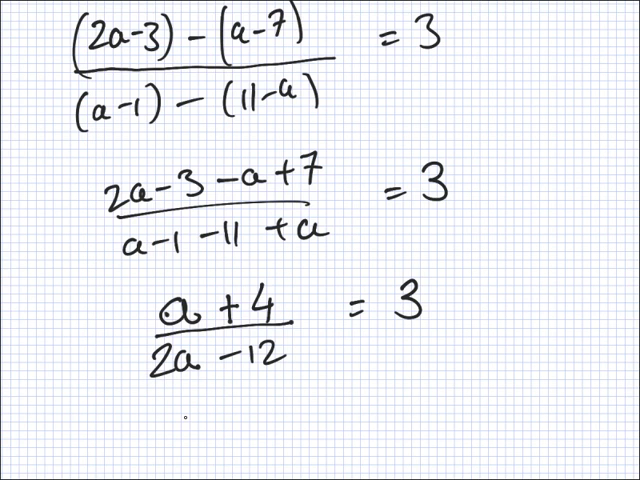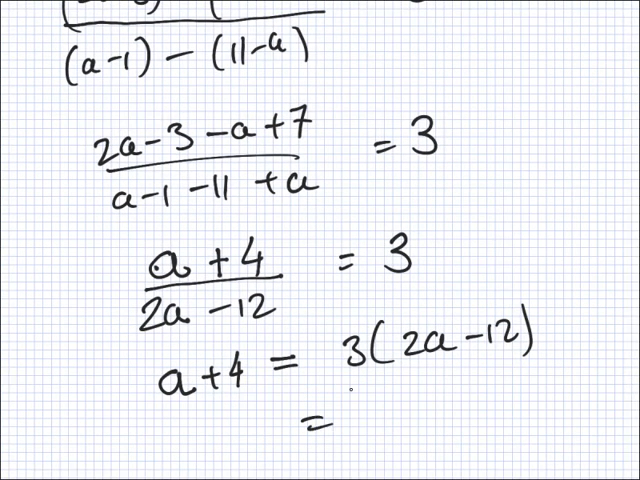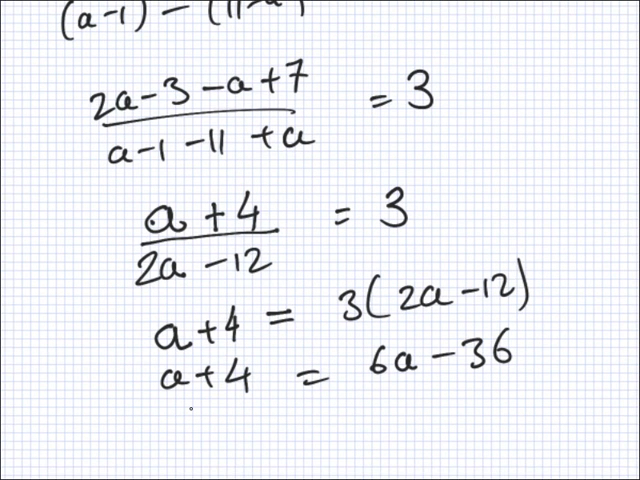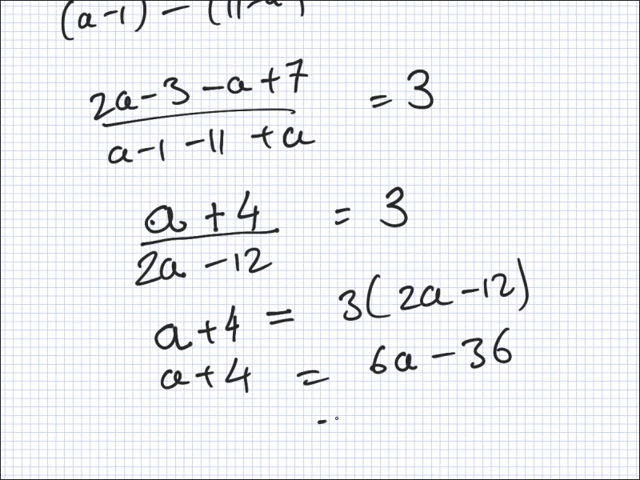So tell me what I write down next. First I'll write down A plus 4 equals 3 brackets, 2A minus 12. What is this equal to? 6A minus 36, yeah. Now what should I do next? We'll put the A's on the right. If I bring this A over to be with the 6A, how many A's in total? 5 A's, good. And if I bring the 36 over to the left to be with the 4, I'll get 40.